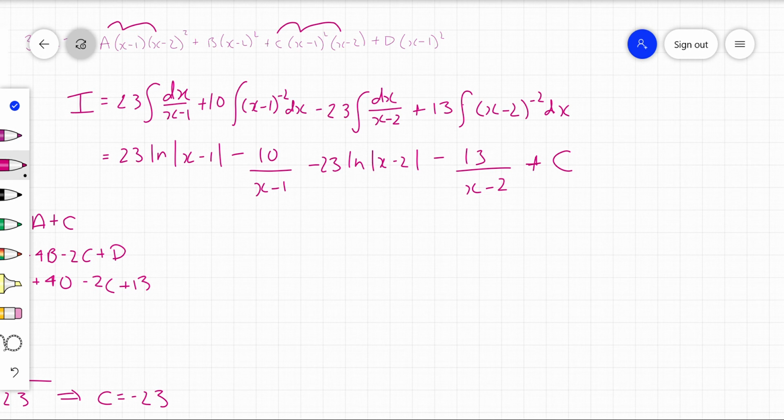If you want, you could put those logs together because they've both got 23 out the front as well. So you've got x minus 1 on x minus 2, just using your log laws. So you could always do that as well.